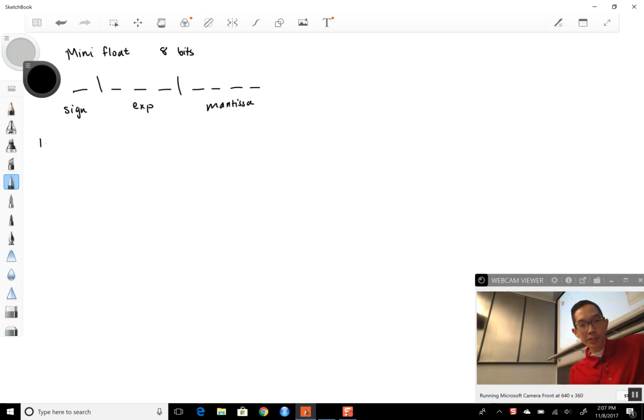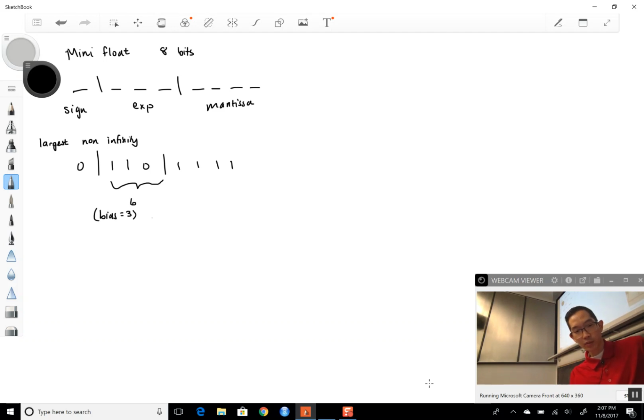And we said the largest non-infinity would be 1, 1, 0, because if we had 1, 1, 1, it would be infinity. Okay, and so this exponent is 6, and we apply our bias of 3. So the actual value is 6 minus 3, so we have our exponent as 2 to the 3rd.